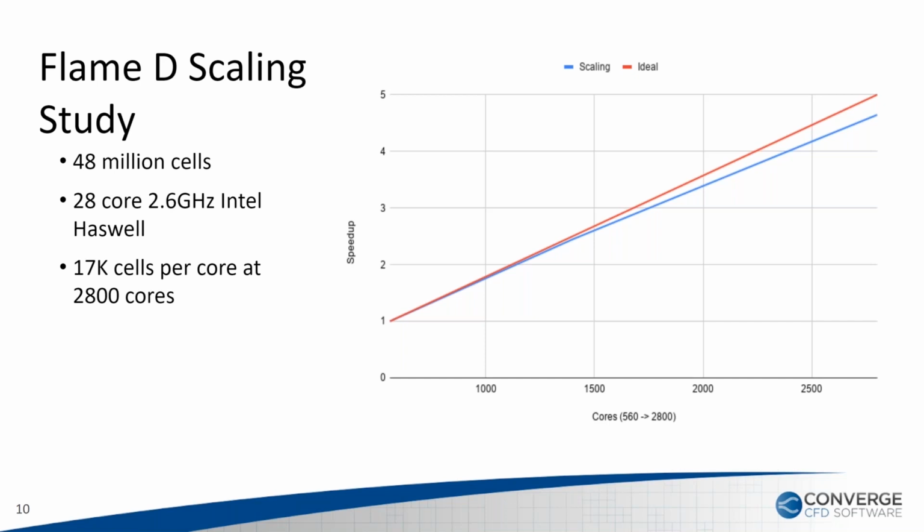In this particular case setup, we have 48 million volume cells. We ran this on 28-core Haswell CPUs, and we're able to push this with nearly linear speedup all the way to 2,800 cores and beyond. But we did run out of CPU hours for this study. And this type of thing you'd be able to very easily run on Rescale.